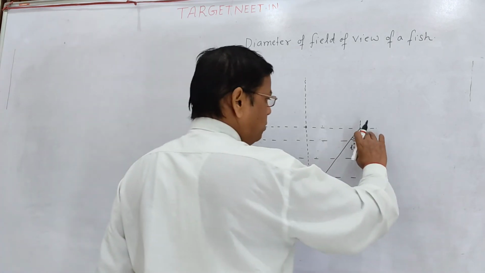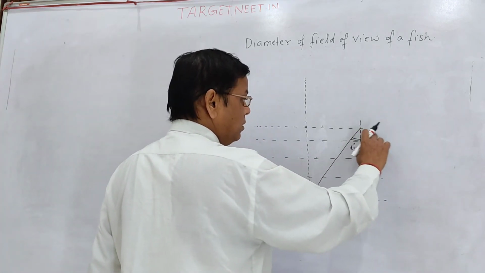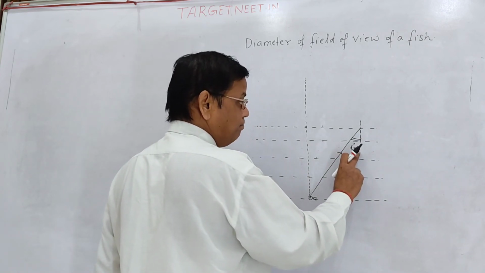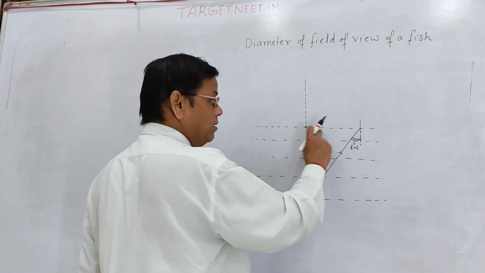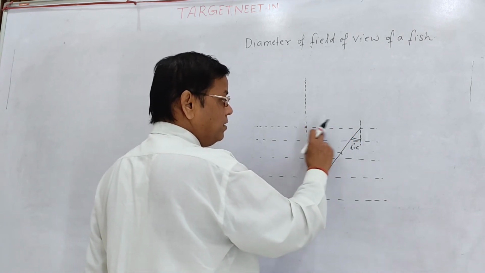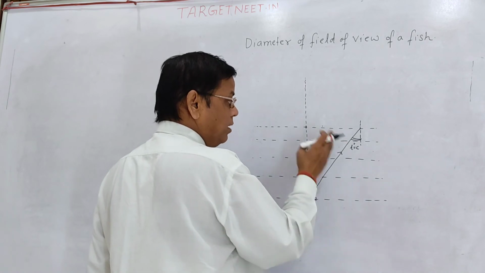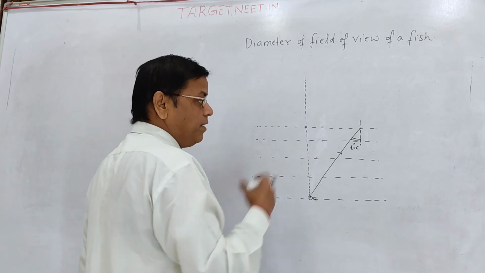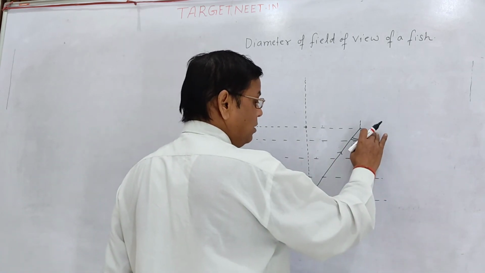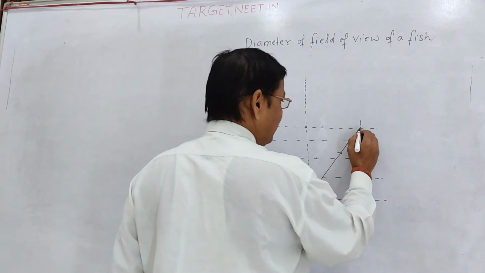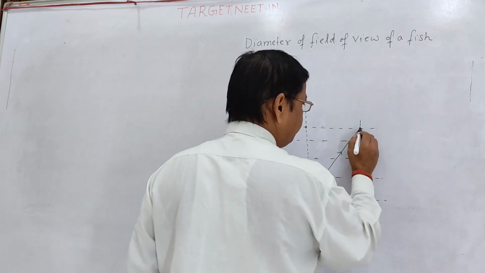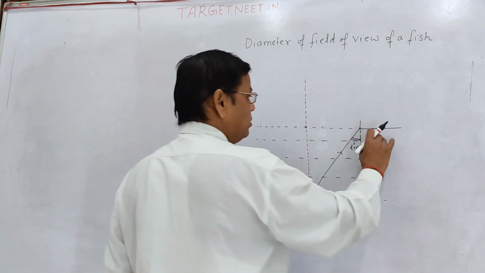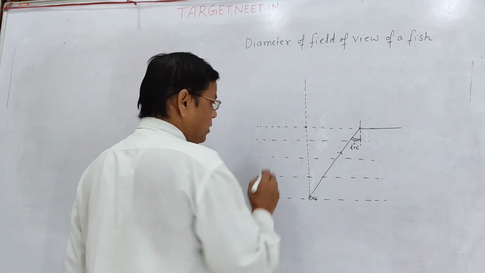So any ray that is falling beyond this point will have more angle of incidence than critical angle, and any ray that is incident here has lesser angle of incidence than critical angle. So if angle of incidence is lesser than critical angle, light will come out of the water. If angle of incidence is more than critical angle, light will not come out. So any light that is incident beyond this point will be internally reflected, meaning it will not come out of water. Similarly on this side also.